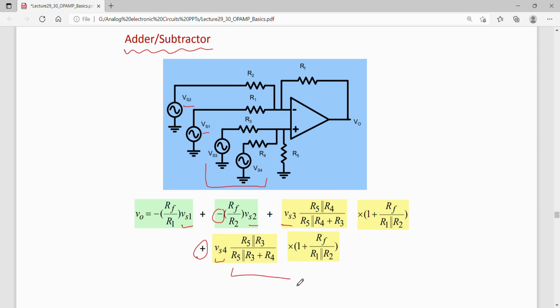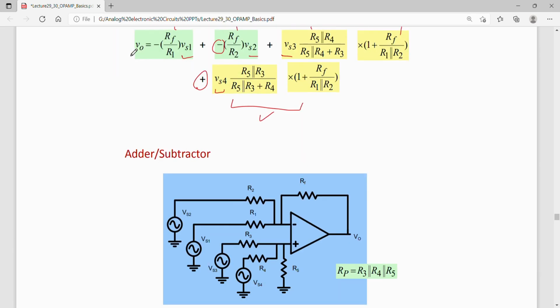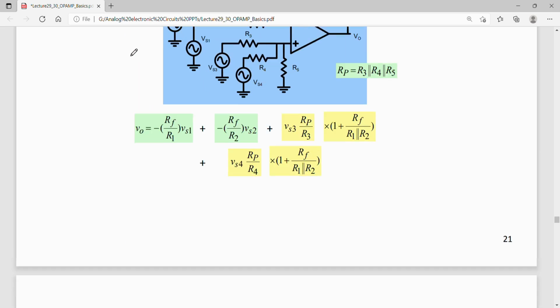Right. So this we had seen earlier, the output, and this comes from the inverting inputs. So these two, Vs2 and Vs1, come from the inverting inputs, and the ones showing in yellow, that is this one and this one, come from the non-inverting inputs. So both adder and subtractor operation can be achieved in the same single circuit using OPAMP.